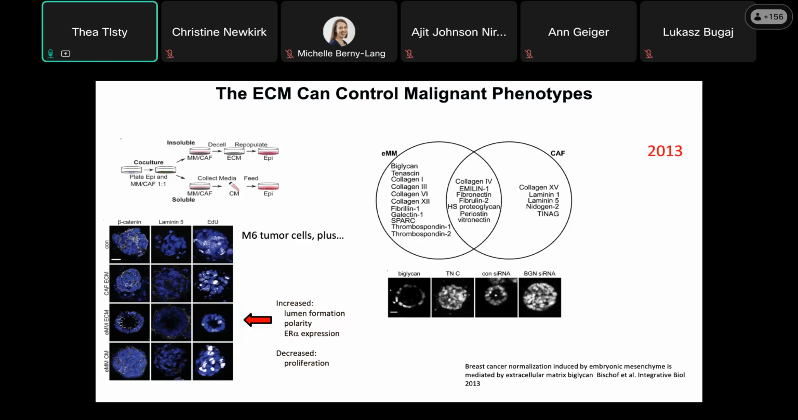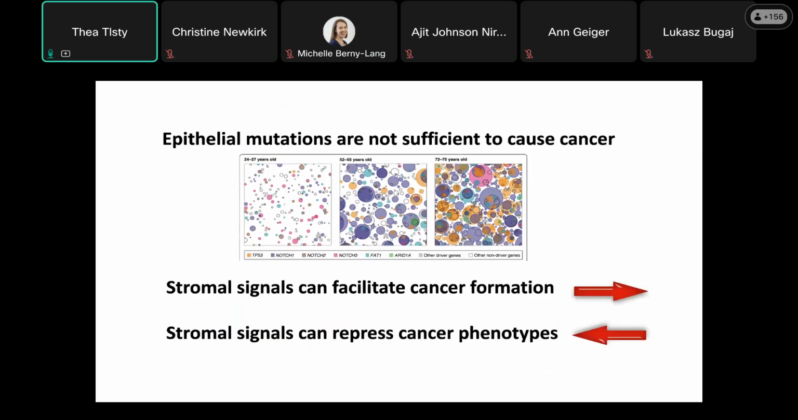What he then did is he synthesized biglycan, put it in a syringe, and injected it into the tumor of a mouse. And what happened is the tumor was one-tenth of what it was previously. And when he cut it open and looked at it, the cells had differentiated and were expressing proper breast differentiated proteins, telling you the ECM can control malignant phenotypes.